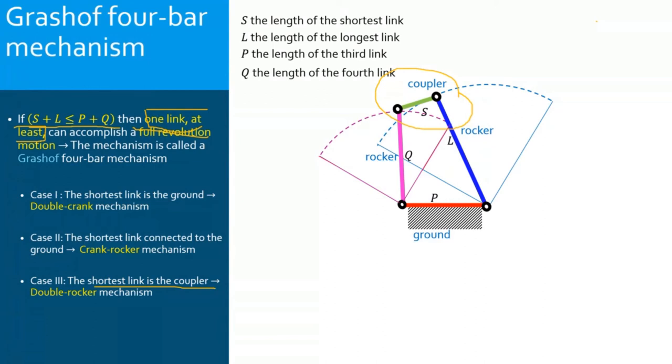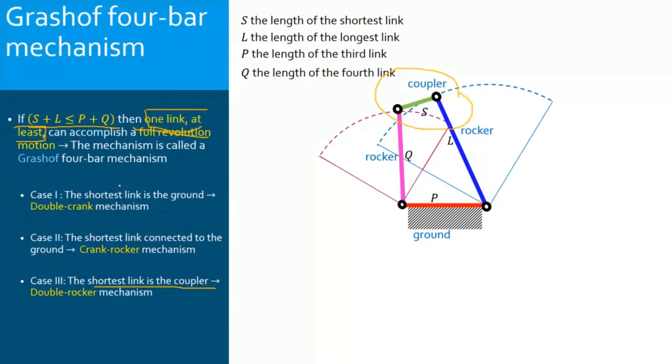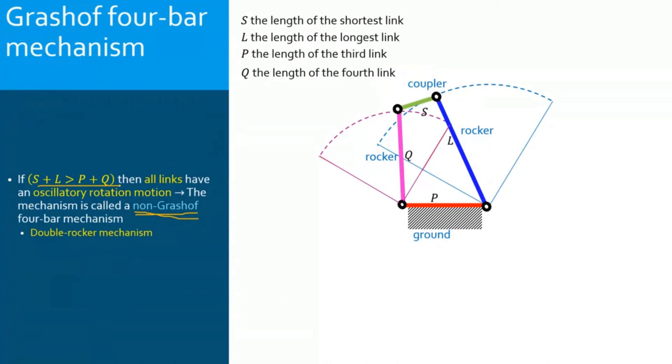Now, if we are in non-Grashof, so S plus L is higher than P plus Q, we have only one case, a double rocker. So all will be double rocker. But again, the difference between case three of Grashof and the non-Grashof is in the motion of the coupler.